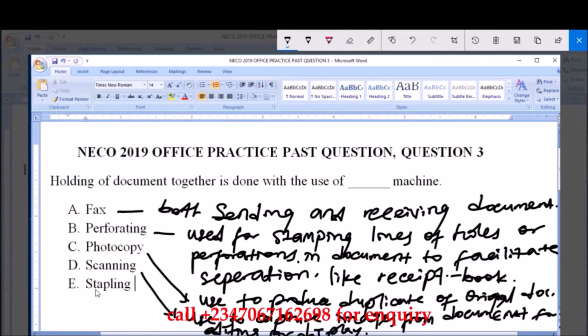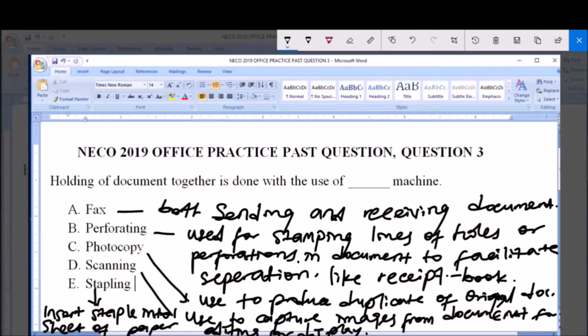Now E here says stapling machine. Now stapling machine is simply used to insert staples. These staples are actually made of metal, into sheets of paper, that is our documents, in order to hold them together, in order to fasten them. This fastening simply means holding. So stapling machines are simply used to insert staples into sheets of paper, into the document, for the purpose of holding them together.